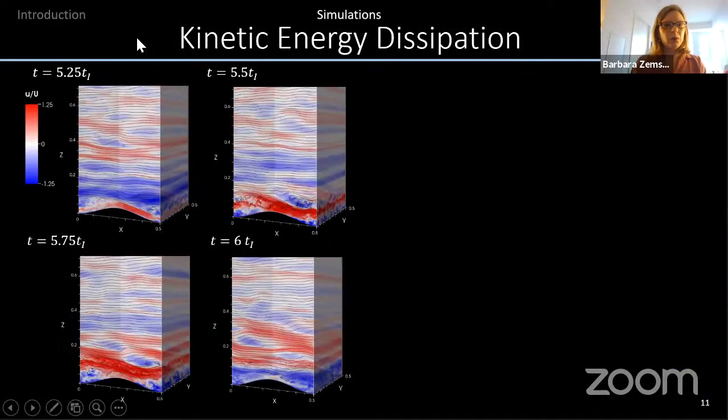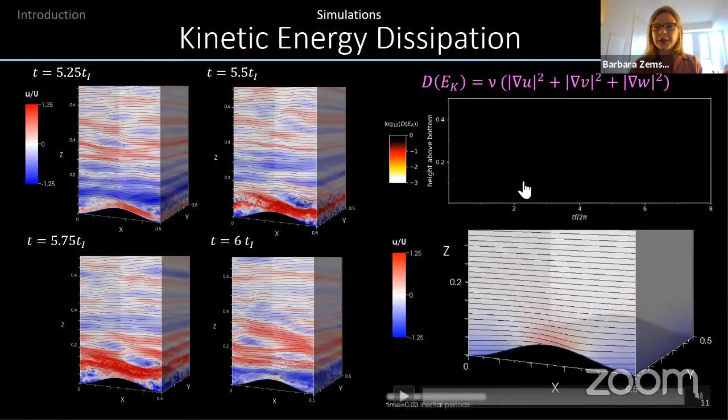And one of the interesting things that we found as we ran these simulations, as I alluded to before, is that there's this periodicity in kinetic energy dissipation. So here I'm plotting the velocity field at 4 different snapshots in time over a span of 1 inertial period, Ti, and we see that there's this buildup on the lee side of the mountain where the dissipation periodically occurs.